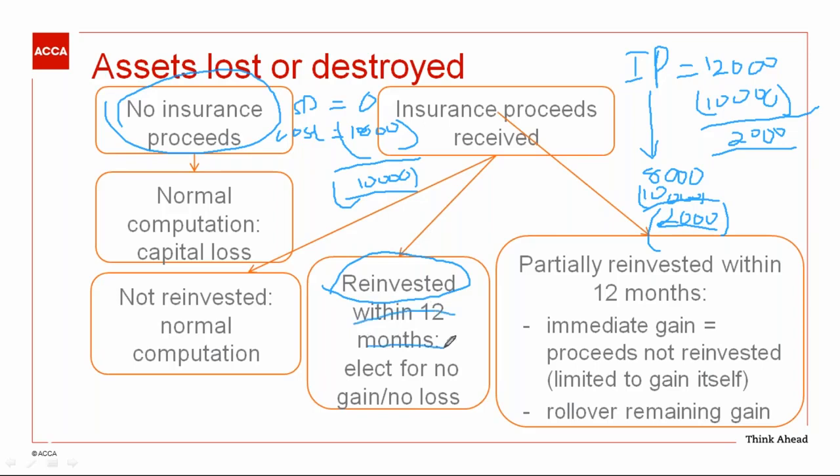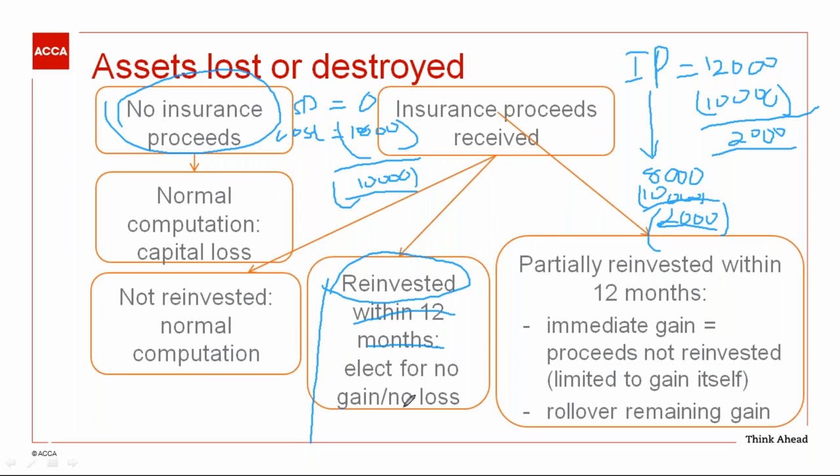Now here the computation is very much similar to the rollover relief computation that we have learned. So more than the computation under this kind of situation, it is extremely important for you to understand the computation with regard to rollover relief. The computation that we use for the purpose of rollover relief must be used here as well. So it's a similar computation.